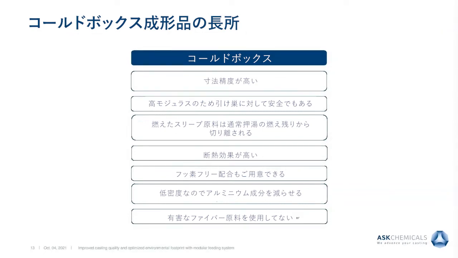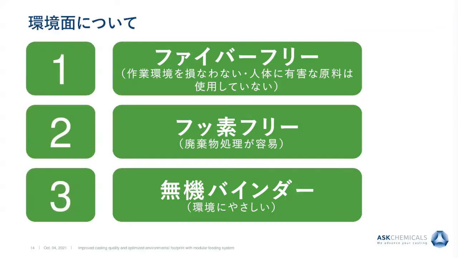And also these cold box bonded risers do not have any fiber materials inside, same as we have heard already before. So as a summary, we can say the ASK risers are completely fiber-free. They are also available in fluorine-free, and they are available in organic and also in inorganic binder, which gives a much better footprint for the ecological behavior of these risers.